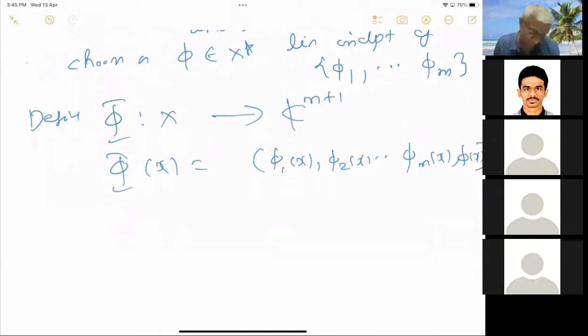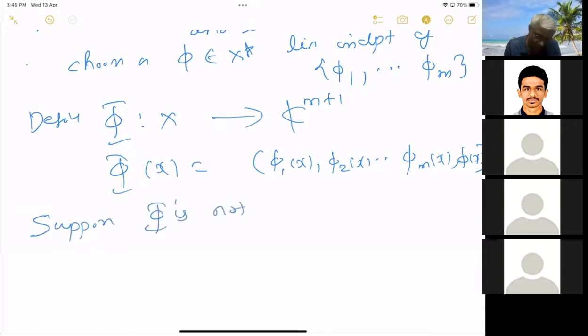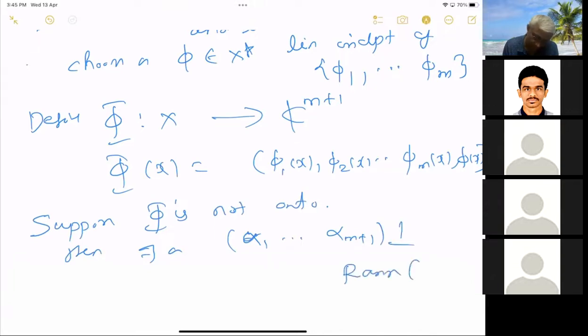The claim is that this map phi is onto. So suppose phi is not onto. Then there exists alpha 1 up to alpha m plus 1, I mean, you can use the inner product, it's just a finite dimensional space, which is orthogonal to the range of phi.